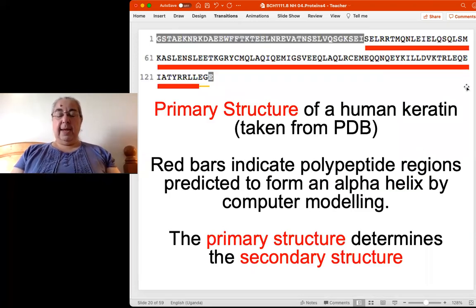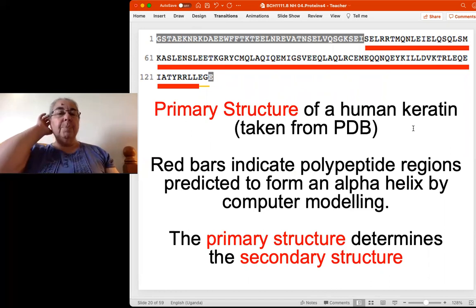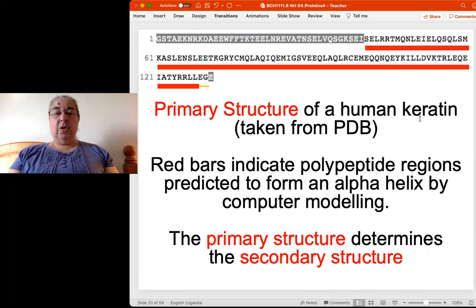Okay, so last time I talked about protein databases and the fact that we can use them to find the protein sequence of any protein that has been entered into them, hundreds of thousands of them. So I went to a protein database and found the primary structure of a human keratin.